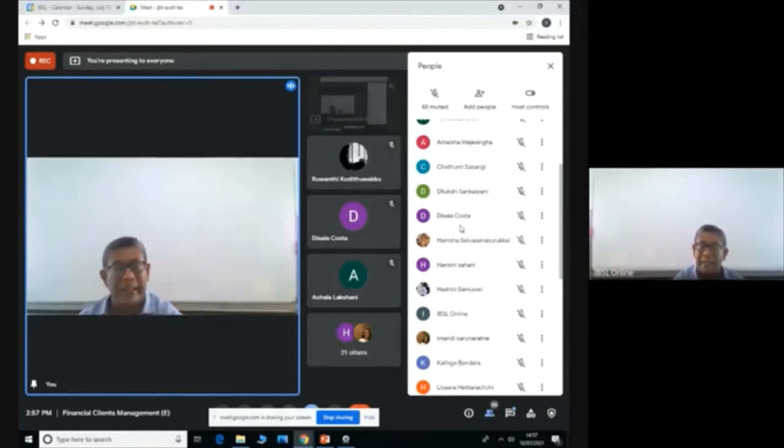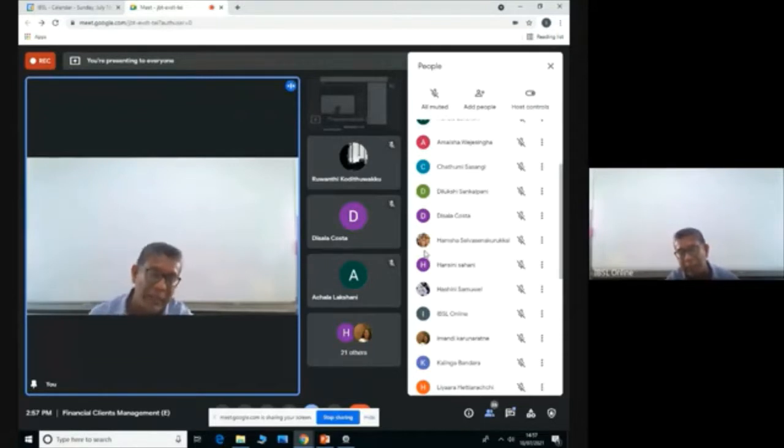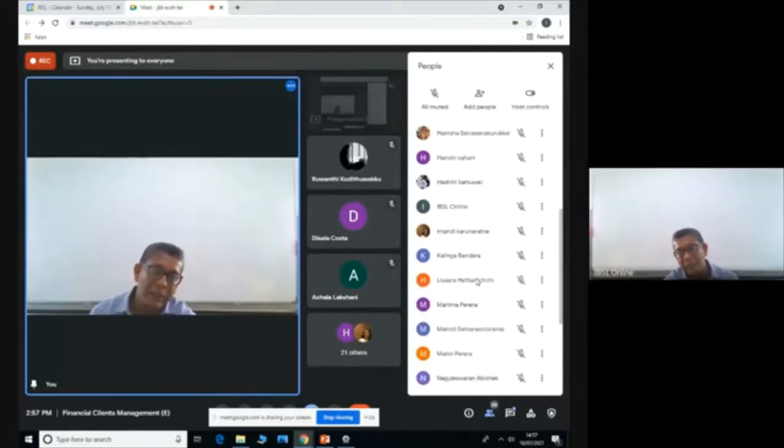Can anybody add? Now, Imandi, can you add something to the unique feature of pricing when compared with other things? Chatumini, any idea about why pricing is important? Mahima, Liara, can you give me any suggestions?